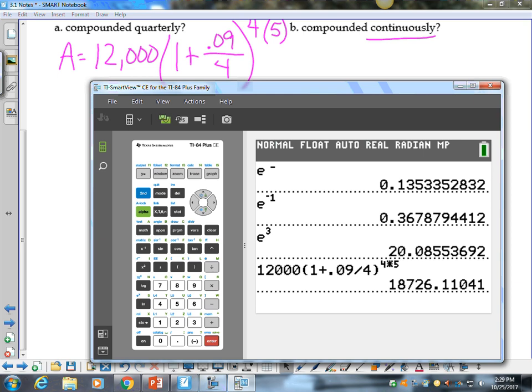Now, make sure it makes sense. How much money did I start with? $12,000, 9% interest. That's not bad. 5 years. What am I making? $6,000 and some change? That's not bad. Now make this look like money. Does the bank round to the nearest dollar? Then probably not.